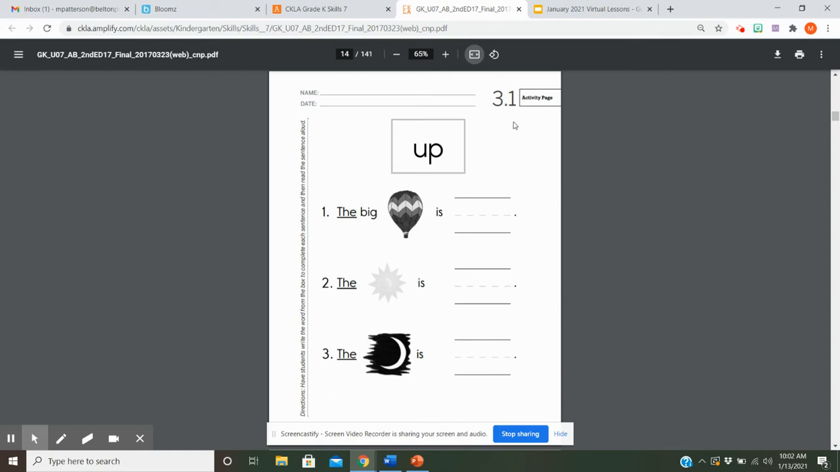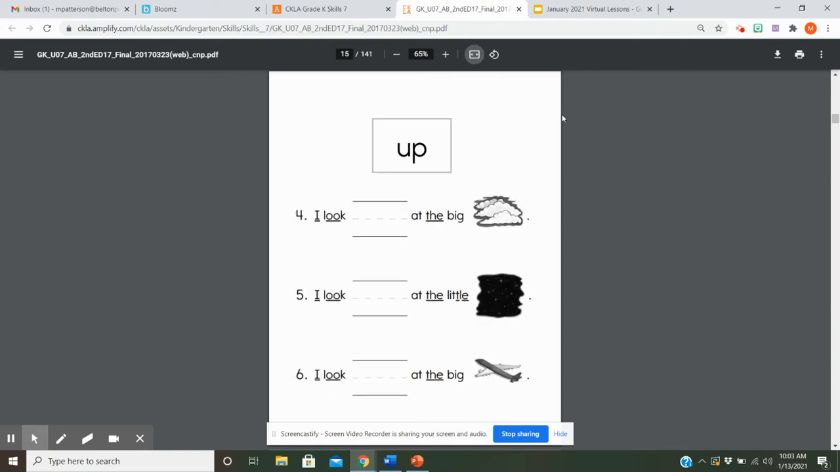Yes, but the opposite of down is up. So for 3.1, I want you to go through and write the word up in each of these blanks and then read the sentence together, okay? So let's do this first one. There's a tricky word. The big, what is this? Hot air balloon is up. The big hot air balloon is up, okay? See how it starts with that capital letter and ends with a period at the end? That means stop.